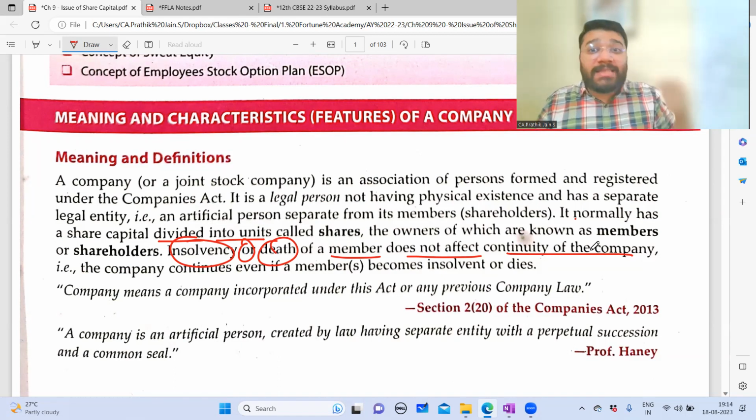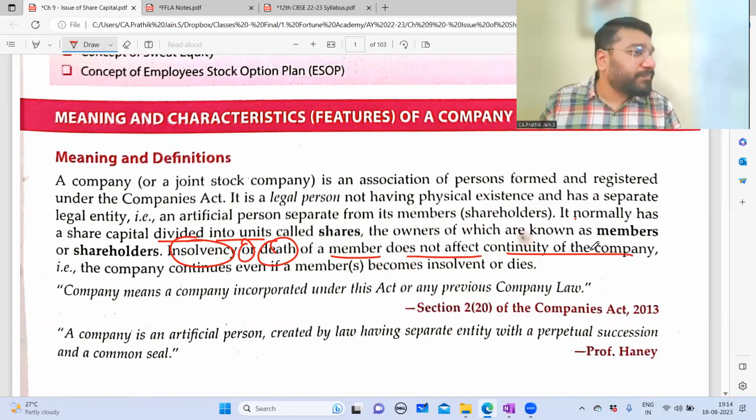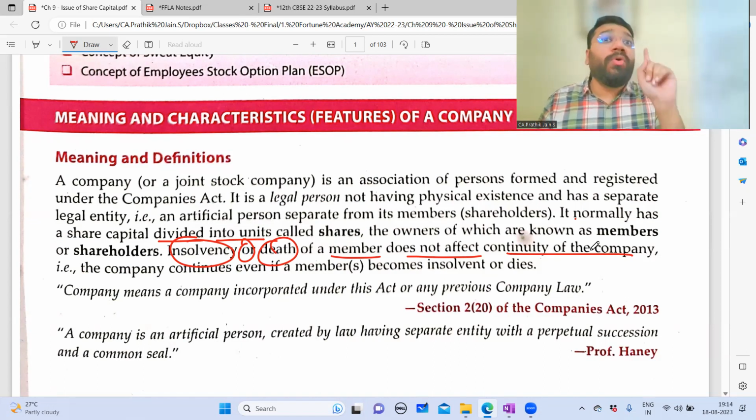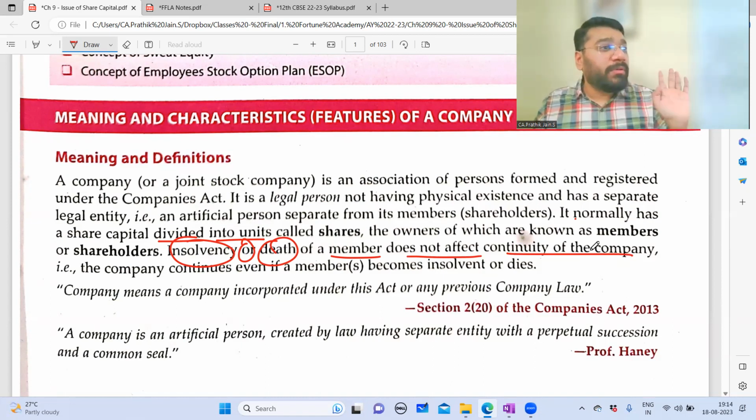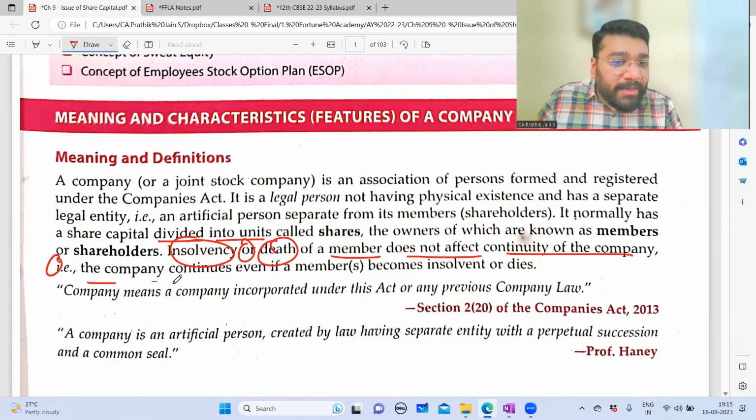So in the agreement, even if I don't mention the point of whether, when a person dies, the company will continue or not continue, still the law says that we are protecting you, the company. You can continue your business. Are you able to follow? So insolvency or the death of an owner will not hamper the going concern of the business. The business will continue as it is. That is, the company continues even if the member becomes insolvent or dies.